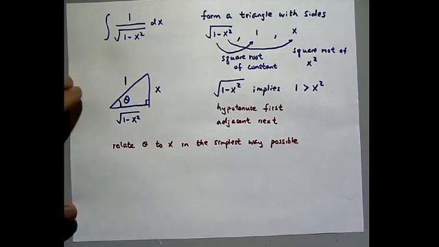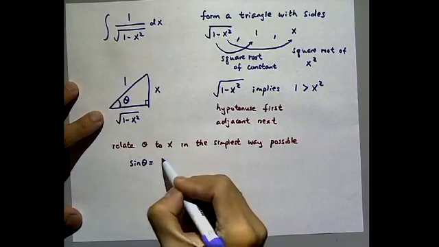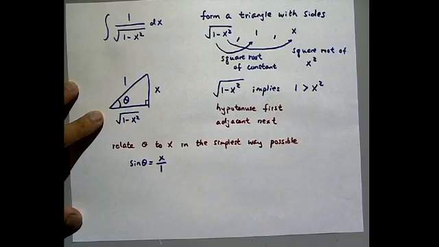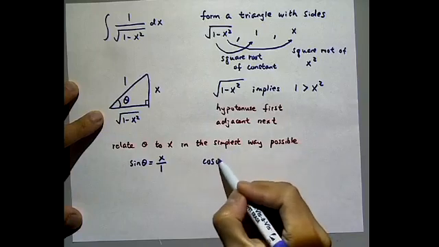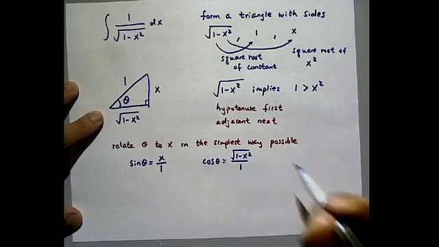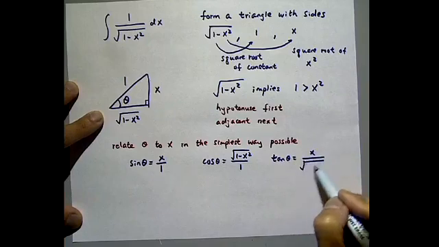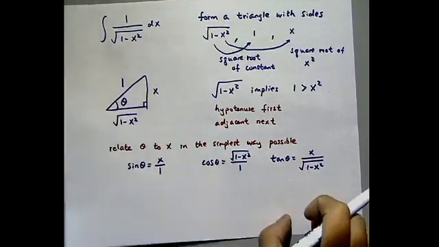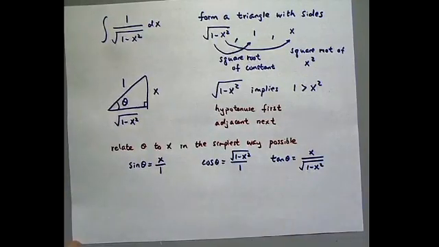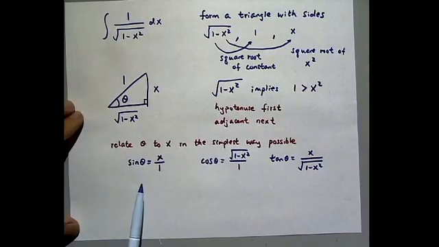So for example, I can say sine of theta is equal to x over 1, right? Or I can say cosine of theta is equal to adjacent over hypotenuse. Or I can say tangent of theta is the opposite over the adjacent. You always want to choose the simplest one possible. And this is no contest here. This is the simplest one, right? Sine of theta.